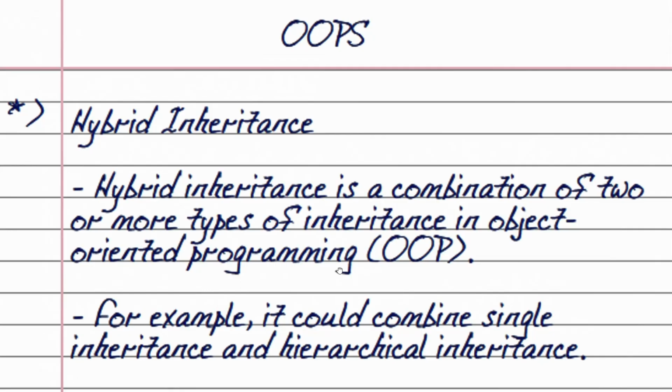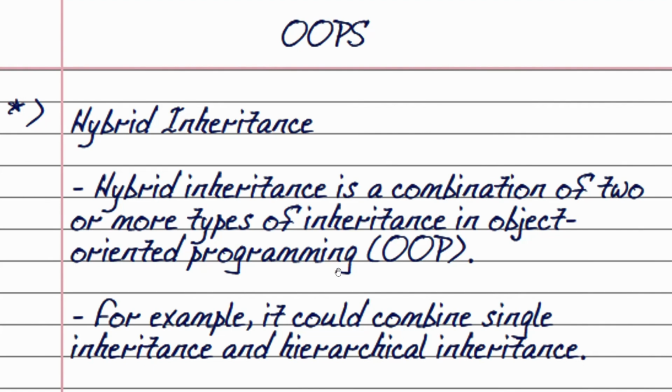In today's video, we are going to learn about hybrid inheritance. So let's start. Hybrid inheritance is a combination of two or more types of inheritance in object-oriented programming.